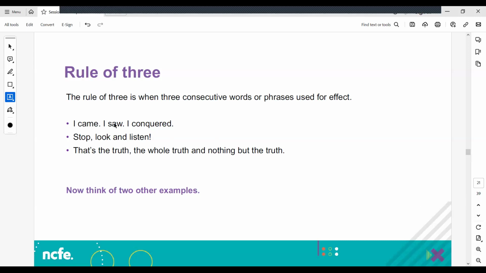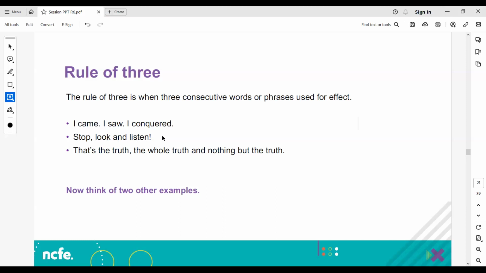So the first one is from literature. I came, I saw, I conquered. So Julius Caesar. Stop, look, listen. That is from a public information campaign, particularly aimed at children, to stop, look and listen before crossing the road. And the truth, the whole truth, and nothing but the truth. Okay, so all different contexts that those are used in. It's used in all different types of texts.